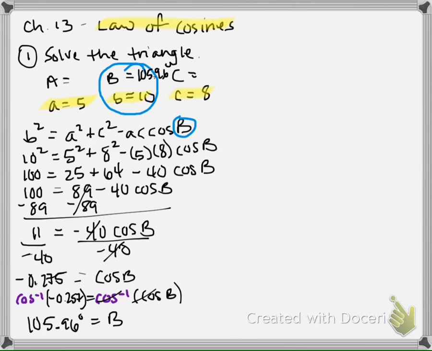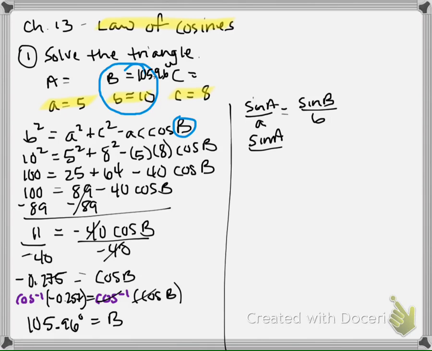Now I'm going to use law of sines. Okay, so I found angle B. Now I'm going to use law of sines to find angle A. So I'm going to use sine A over a equals sine B over b. I don't know angle A, but I do know little a, it's 5. Angle B I just found, it's 105.96 degrees, and side b is 10.